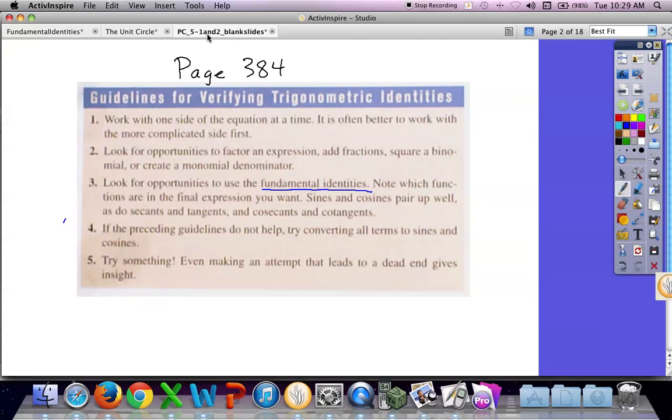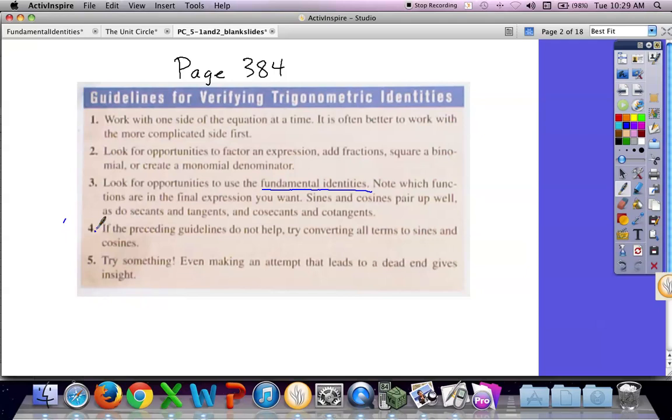Okay. So note which functions are in the final expression that you want. Sines and cosines pair up well. When they say that, sines and cosines pair up well, that means because sine squared plus cosine squared equals 1, right? Or that secants and tangents, tan squared plus 1 equals secant squared, or cosecants and cotangents. They all come from those Pythagorean identities. Right? If anything up here didn't work, then you go to this step. It says, write everything as sines and cosines. Right? Every function could be written in terms of sines and cosines.